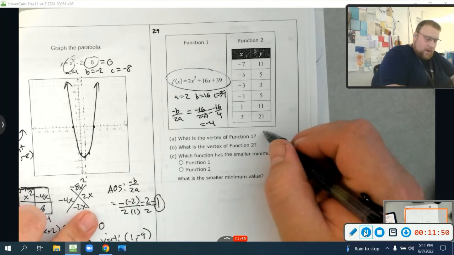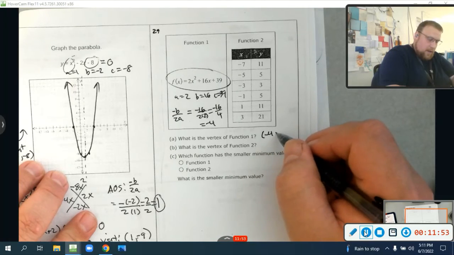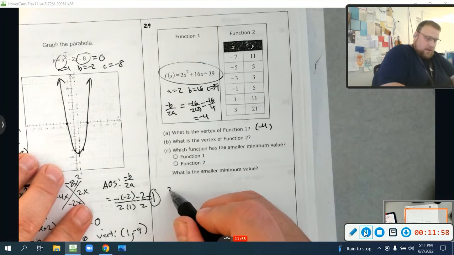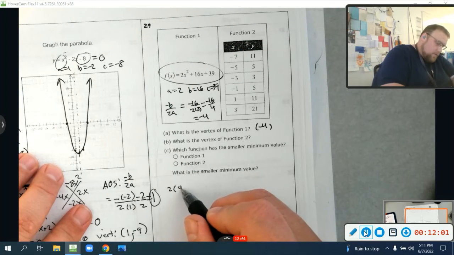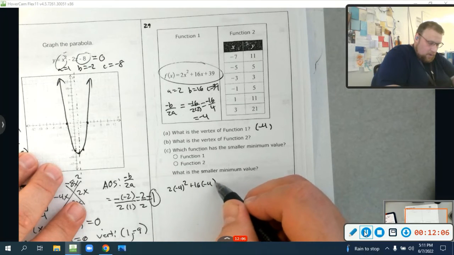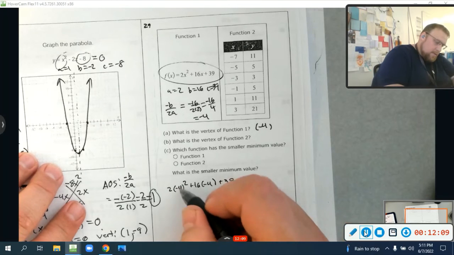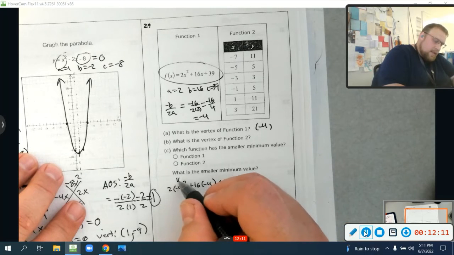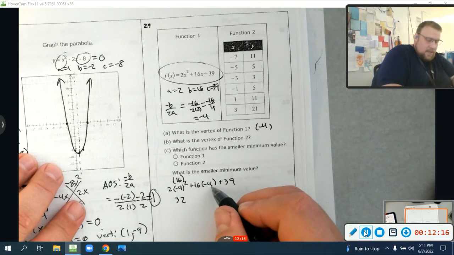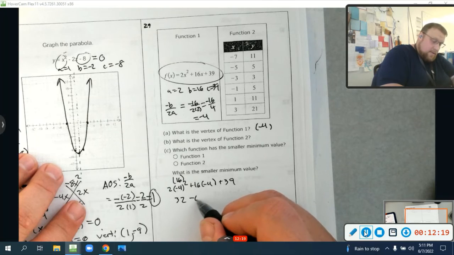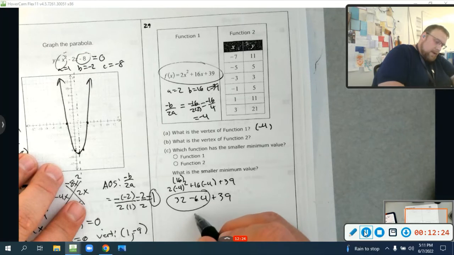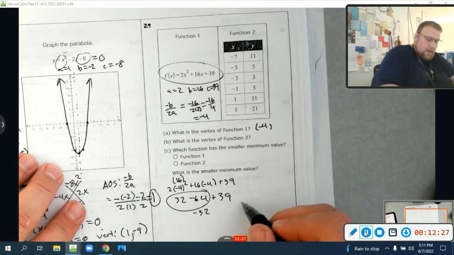So I know that the vertex is going to have negative 4 for an x value. And then let's plug it into the equation. 2 times negative 4 squared, plus 16 times negative 4, plus 39. So what's that going to be? Negative 4 squared, guys, this is 16. So positive 16, 2 times 16 is going to be 32. And then 16 times negative 4 is going to be negative 64, and then plus 39. So these right here make negative 32. Negative 32 plus 39 equals 7.